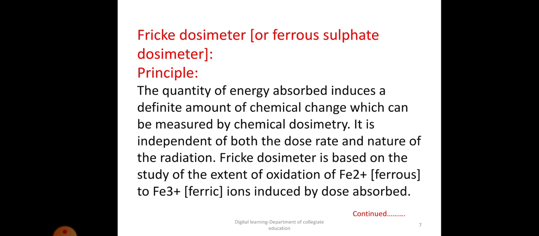Frick dosimeter or ferrous sulfate dosimeter. Principle: the quantity of energy absorbed induces a definite amount of chemical change which can be measured by chemical dosimetry. It is independent of both the dose rate and nature of the radiation. Frick dosimeter is based on the study of the extent of oxidation of ferrous to ferric ions induced by dose absorbed.